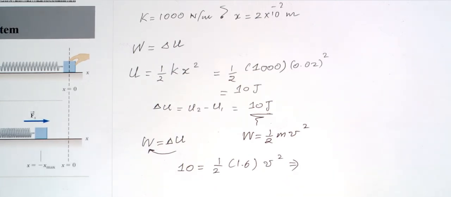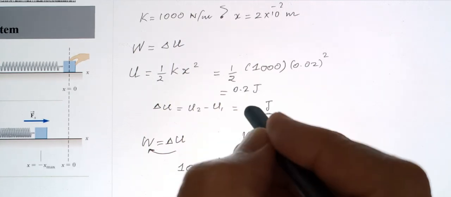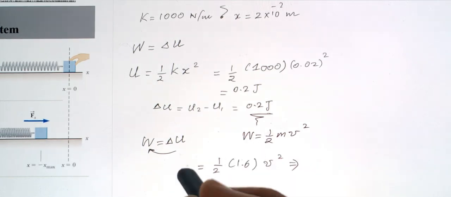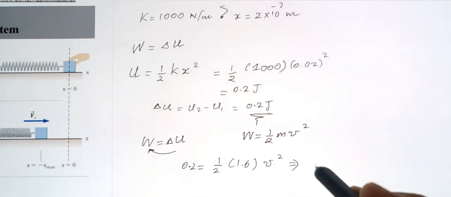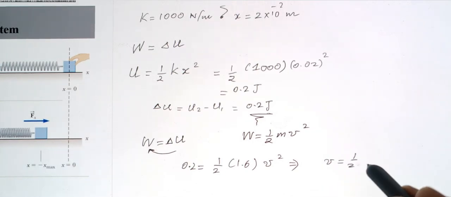It's not 10. It's 0.2 square multiplied by 1000 multiplied by half. That's 1/5. Yep, it's not 10. So then you can calculate V. So V is half a meter per second.